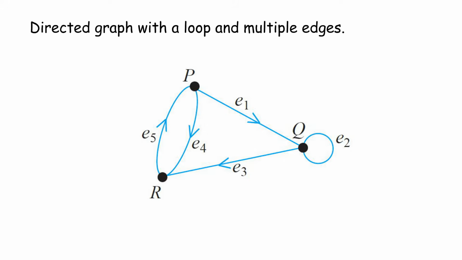Based on the directions of the arrows, it can be seen that: A, E4 equals PR. P is the initial vertex, and R is the terminal vertex. B, E5 equals RP. R is the initial vertex, and P is the terminal vertex. C, E2 equals QQ. Q is the initial vertex and the terminal vertex, because E2 is a loop.